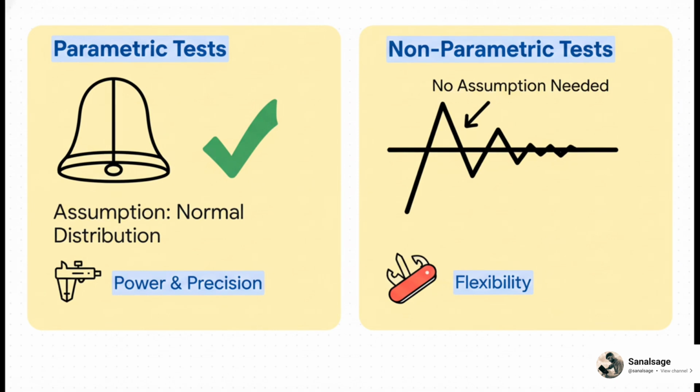Parametric tests are like high-performance race cars. They are incredibly powerful, but they need a perfect racetrack. They assume your data fits that perfect bell curve. Non-parametric tests, on the other hand, are like rugged all-terrain vehicles. They're way more flexible. They don't care about the bell curve, which makes them awesome for messier data or when you're just ranking things like good, better, and best.